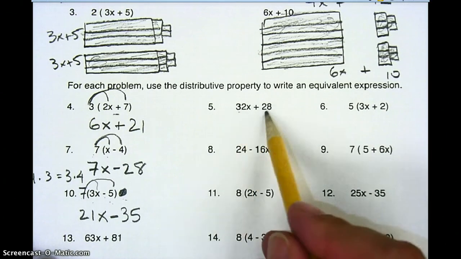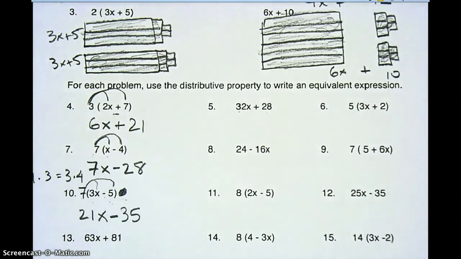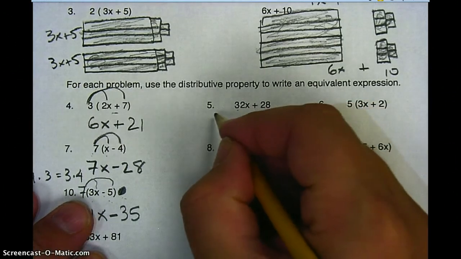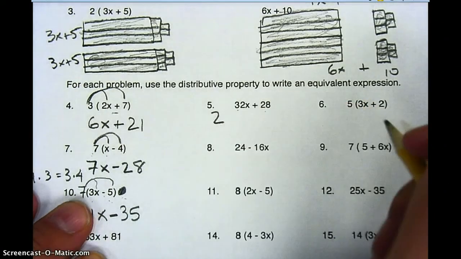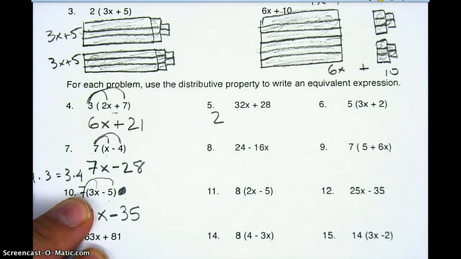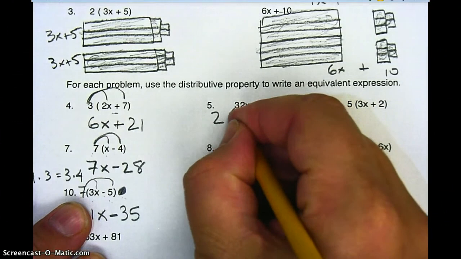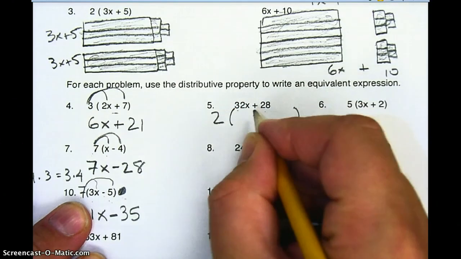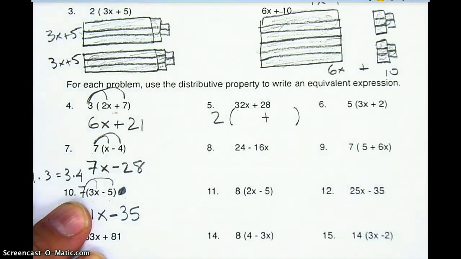So if I'm trying to undistribute this, what I have to do is find a common factor of 32 and 28. Now what I always do is ask myself if the numbers are even. If the numbers are even, I know I can factor a 2 out of that problem. In this case, they're both even, so I can factor the 2. And that 2, the number you can factor out, is the number that goes outside the parentheses. I'm going to write my parentheses. Since it's addition, I'm going to write addition there.